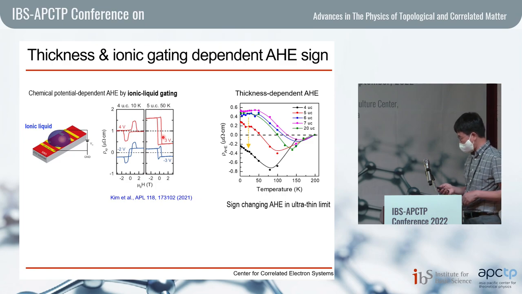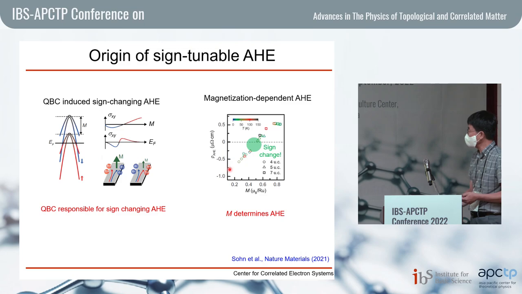So the key message is that as a function of temperature, thickness, and bias voltage, gate voltage, we can tune the anomalous Hall conductivity. So this is really a tunable anomalous Hall conductivity due to this topological structure in strontium ruthenate thin films.